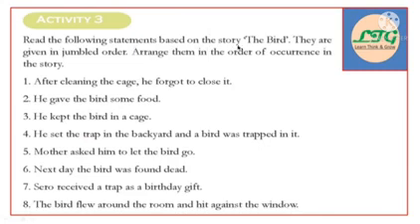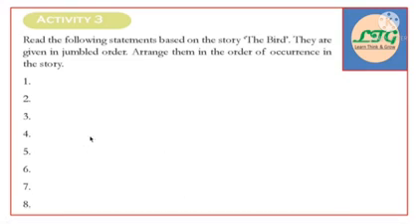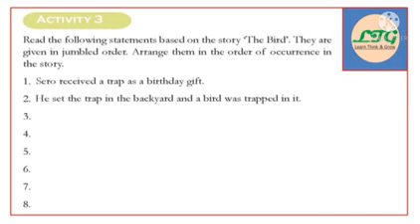Activity 3. Read the following statements based on the story, The Bird. They are given in jumbled order. Arrange them in the order of occurrence in the story. What is the first sentence? Correct. Sero received a trap as a birthday gift. Second sentence, he set the trap in the backyard and a bird was trapped in it. Third one, mother asked him to let the bird go.